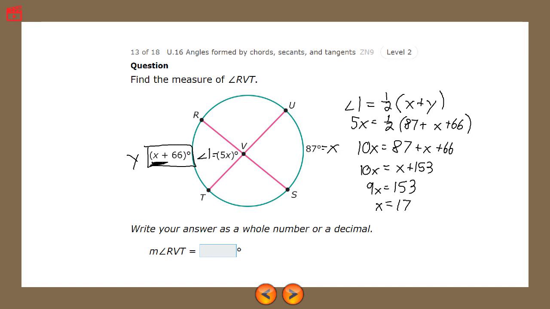Now, I'm not immediately going to put the answer of 17 here, because I'm asked for RVT. We want to know how large angle RVT is. Well, that's just angle 1, which is 5x. 5 times x, 5 times 17. 5 times 17 is 85. So angle RVT is 85 degrees.